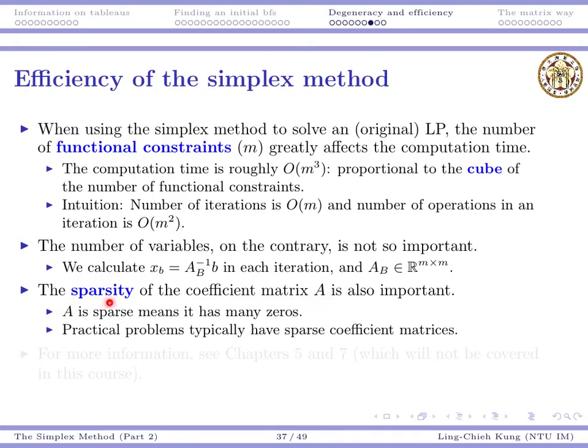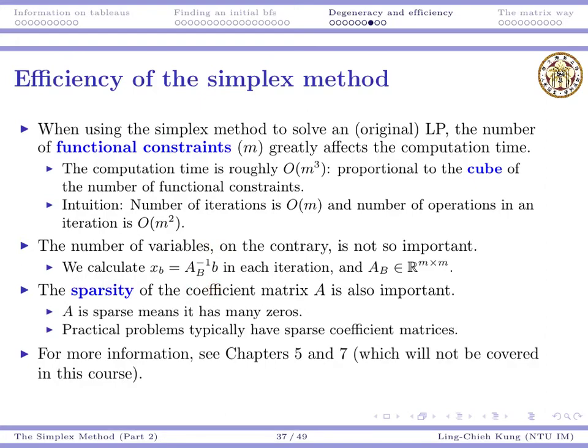Okay, so this is just one very simple example. If you know that in your A matrix there are a lot of zeros, how would you utilize this property to save you time? For example, to save some time in calculating AB inverse, to save you some time in doing Tableau iterations. Those are some possible directions to go. If you are interested in this, if you want to see more information, see chapters 5 and 7, which will not be covered in this course.